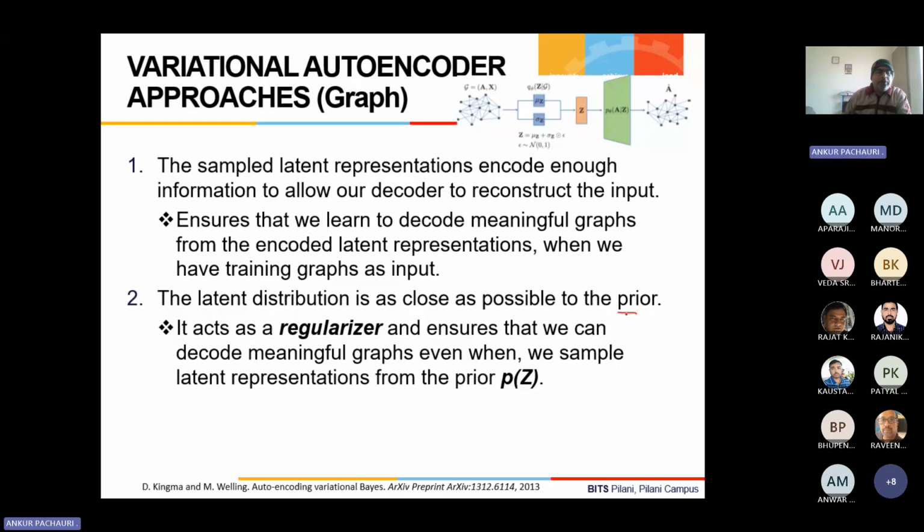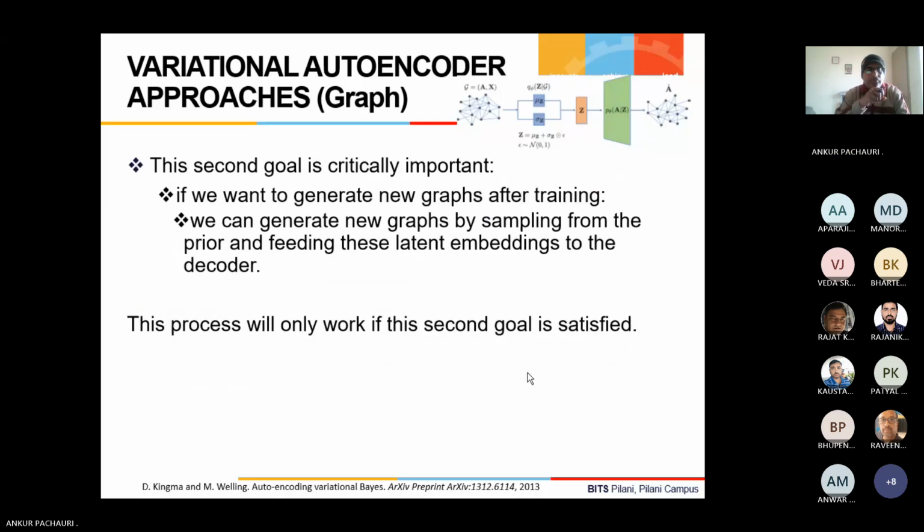What is the benefit? It acts as a regularizer in the whole process, and it ensures that we can decode meaningful information, which is the graph in this case, even when we sample the latent representation from the prior. Even with the prior p(Z), we should be able to generate meaningful information. So in this case, the second goal is more important.